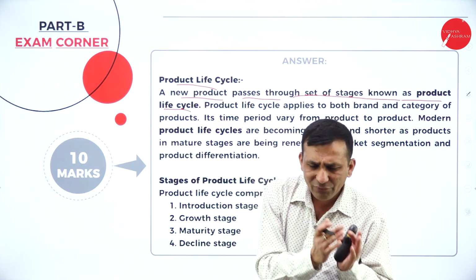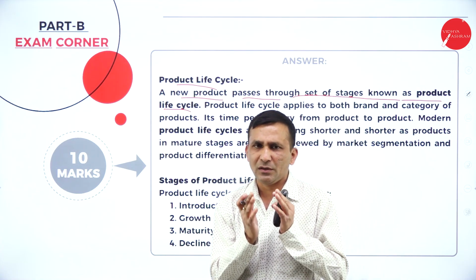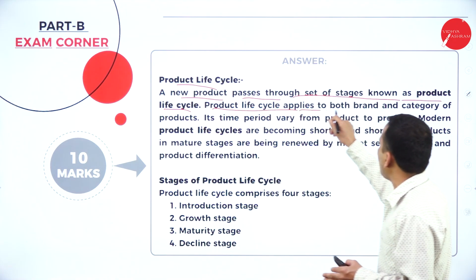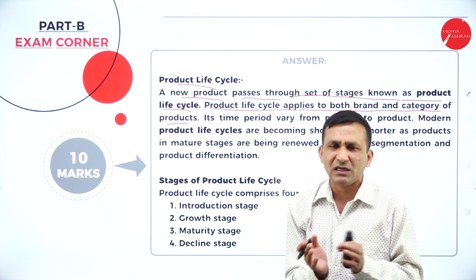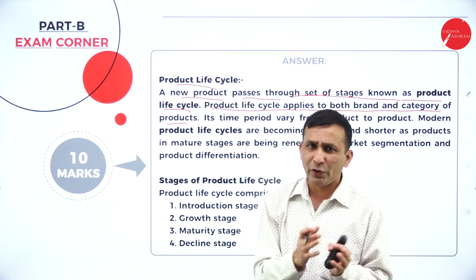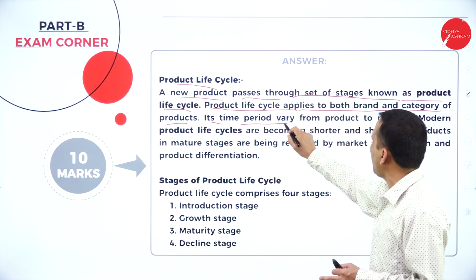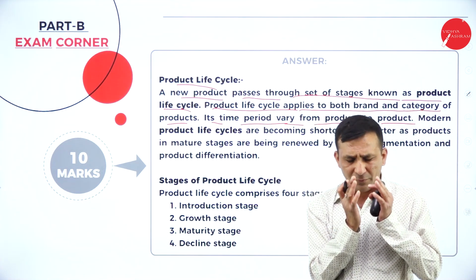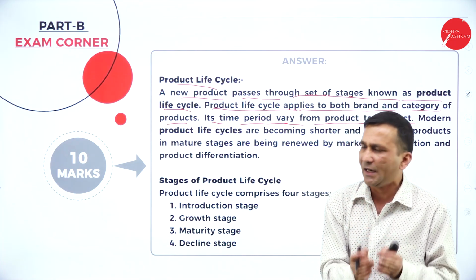So after developing the product, you have to depend on the market, right? So which is starting from the introduction stage. So the product life cycle applies to both brand and category of the product. The brand, of course, there are companies offering too many brands, okay, too many categories. So its time period varies from product to product, because now we are most of the time on a time basis and sales basis, the product life cycle is standing.